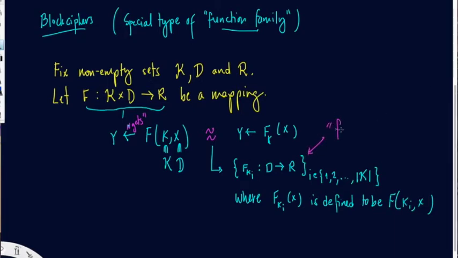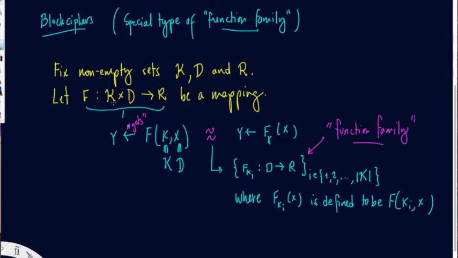So we can have either the functional representation or the set representation, and this representation here is what we call a function family. Why? Because it's a family of functions. Each function is a mapping from the set D to the set R. And now we can think about this as a set. If we wanted to, we could index into this set by picking a particular value of k sub I.